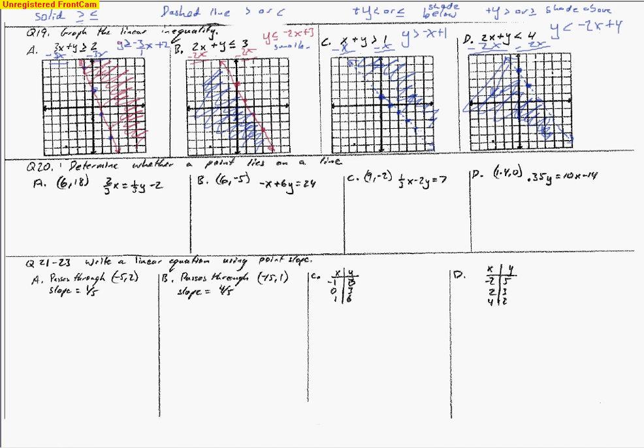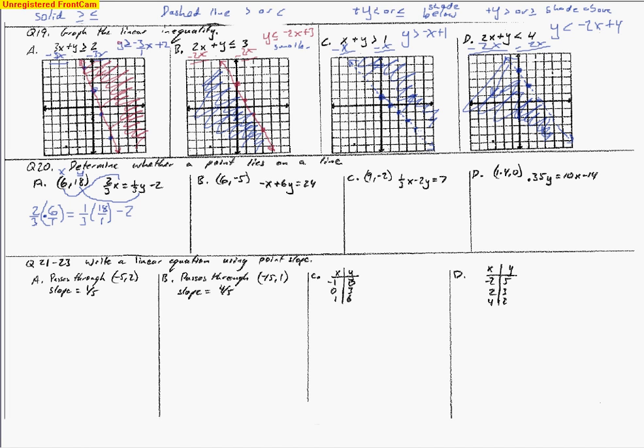Question number 20 is going to ask you to determine whether it points on the line. You're just going to take your x value and your y value and put it in for x and y in the equation. So 6 in for x, 18 in for y. So now we have 2/3, and we're going to multiply that by 6. And treat 6 as a fraction, like 6 over 1. And then equals 1/3 times by y. Well, treat that as like 18 over 1. And then minus 2.